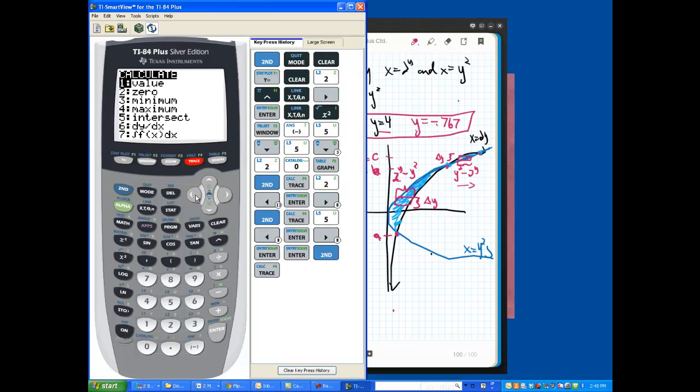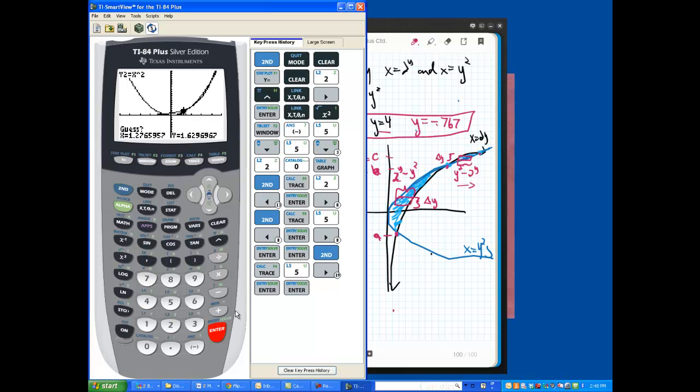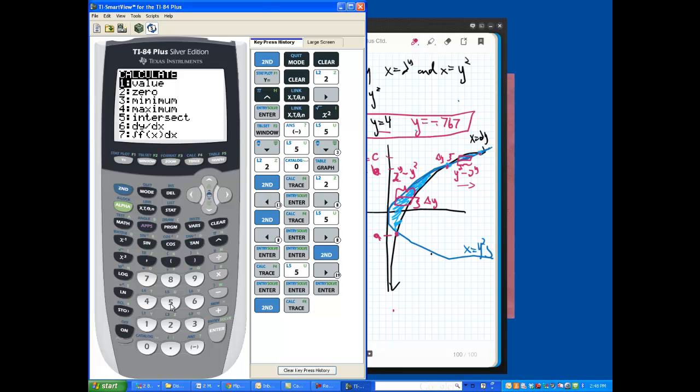So second, calc, intersection, which is a 5. And we're going to go first curve, but we got to remember we got to get close to the place where they intersect. So get over there. First curve, I think this will get us close enough. Second curve, enter, don't care about a guess. And I get 2, awesome. And then one more time, second calc, intersect. And I got to get up here a little bit. I got to get away from x equals 2. Otherwise, remember, it'll suck you back to x equals 2.